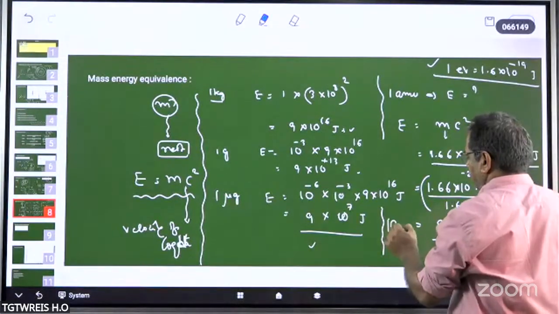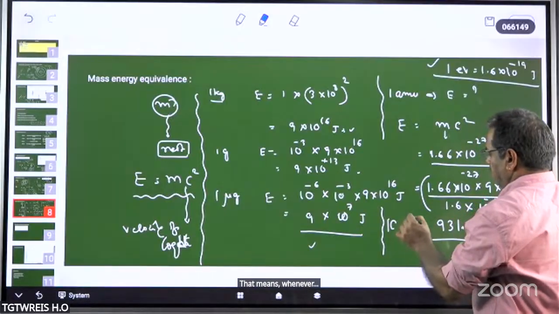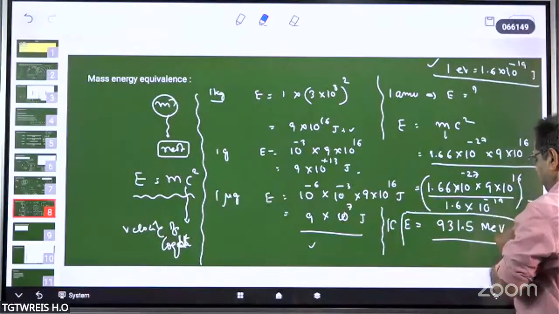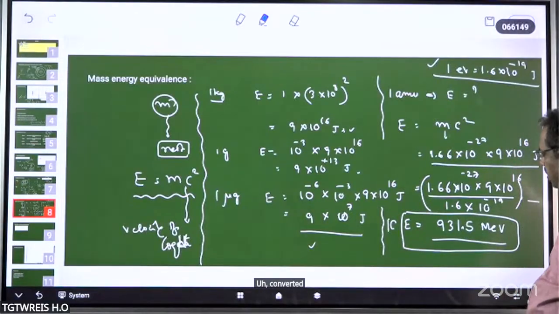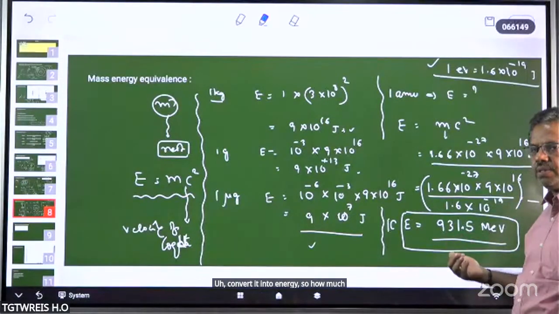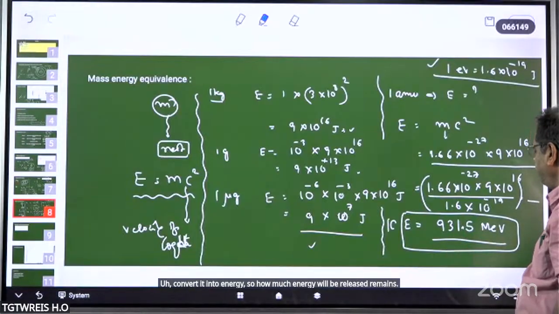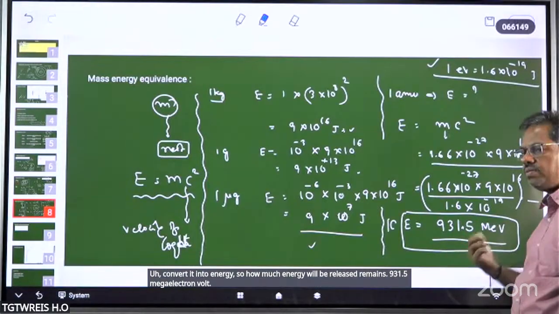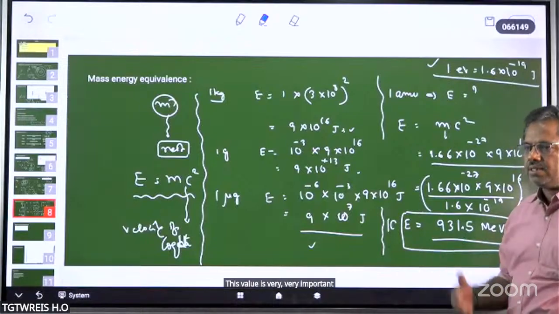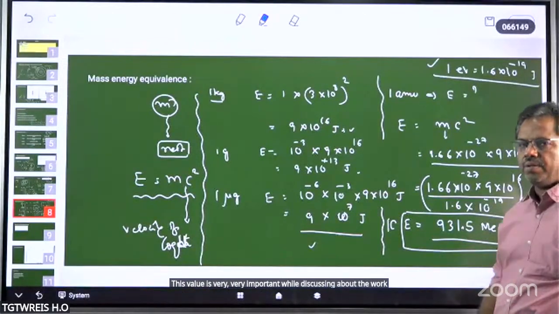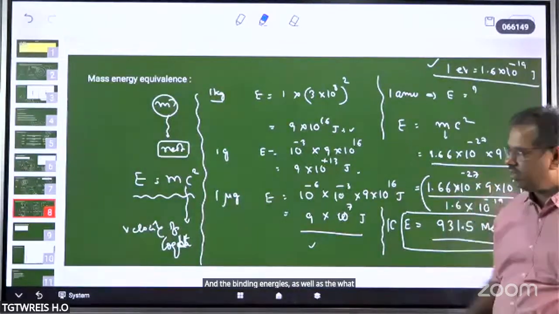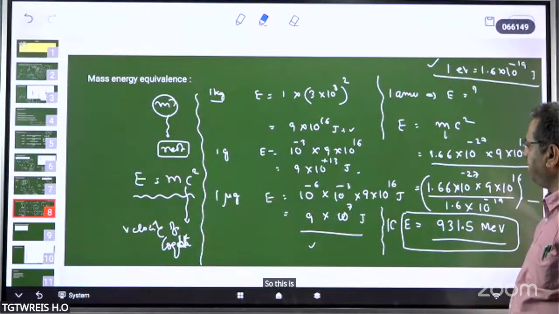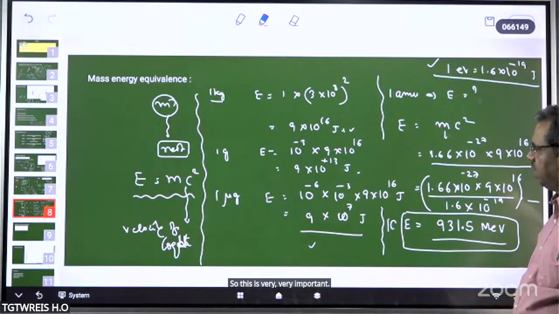That means whenever one atomic mass unit of mass is converted into energy, the energy released is 931.5 mega electron volt. This value is very, very important while discussing the stability of the nucleus and the binding energies, as well as the mass defect also. So this is very, very important. Have a look at once.